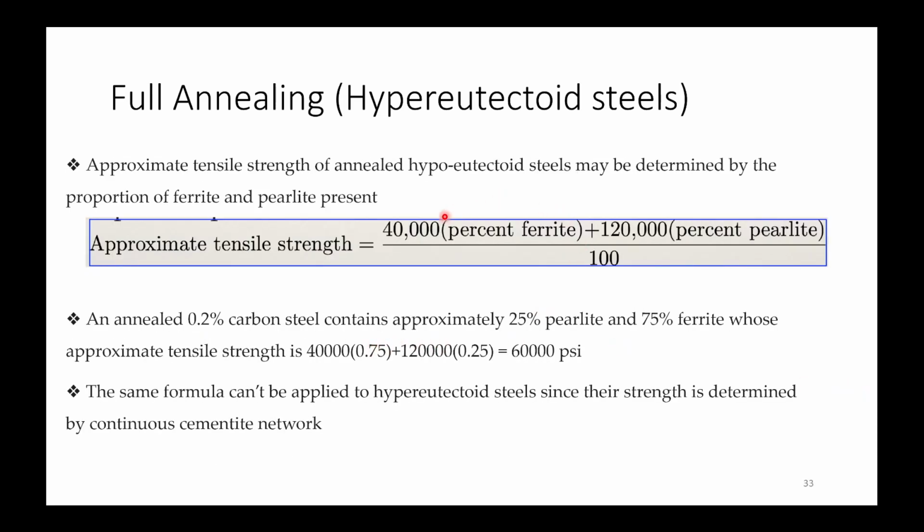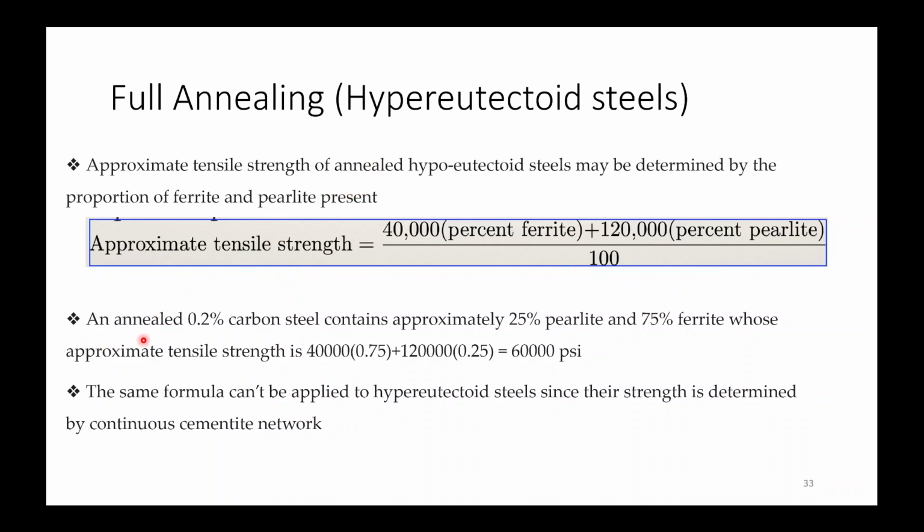Now, this formula, as I told in the previous question, the 10th question, gives the approximate tensile strength of annealed hypoeutectoid steels, which may be determined by the proportion of ferrite and pearlite present. So there is a fixed hardness of ferrite and pearlite, and this hardness is multiplied by their fractions. By multiplying the fractions and adding, that will give you the tensile strength of your steel.